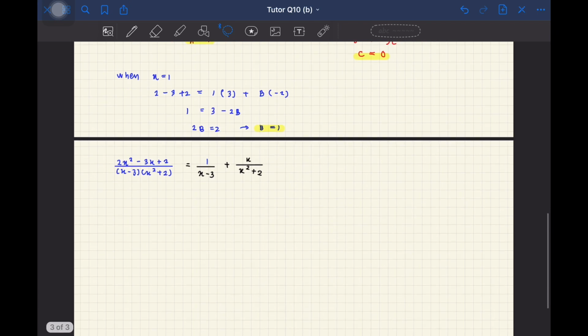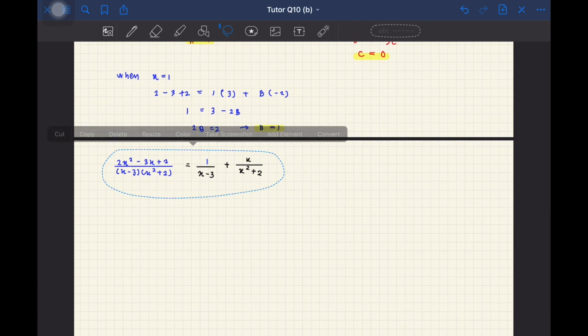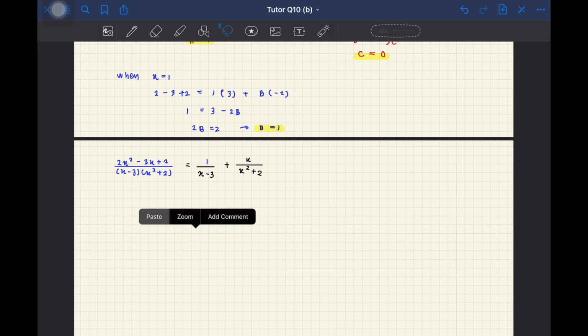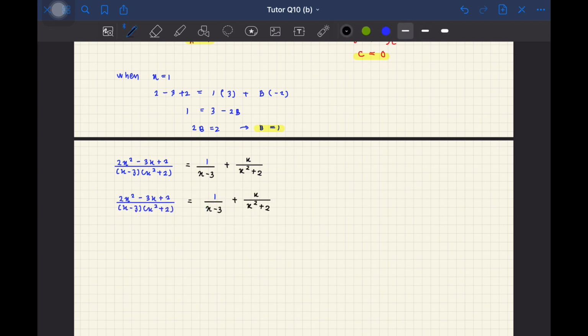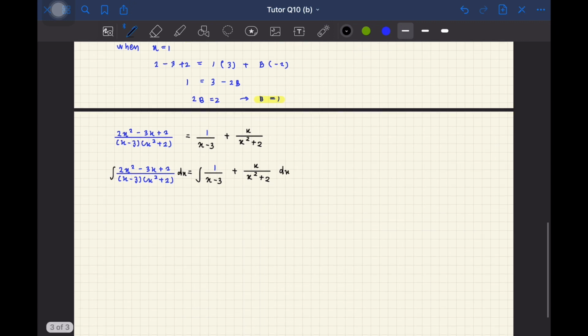Okay, so now we want to integrate this one. So just copy and paste it over here. Okay, so the difference is only at the integral sign and also the dx. So this is the integral sign and I put the dx here. Okay, so now let's integrate this one. Okay, so now we have 2 terms. So this is the first term and then this is the second term. So you need to integrate it one by one.